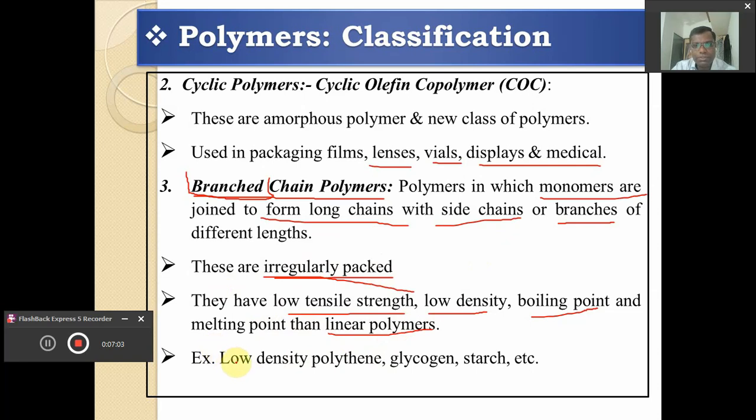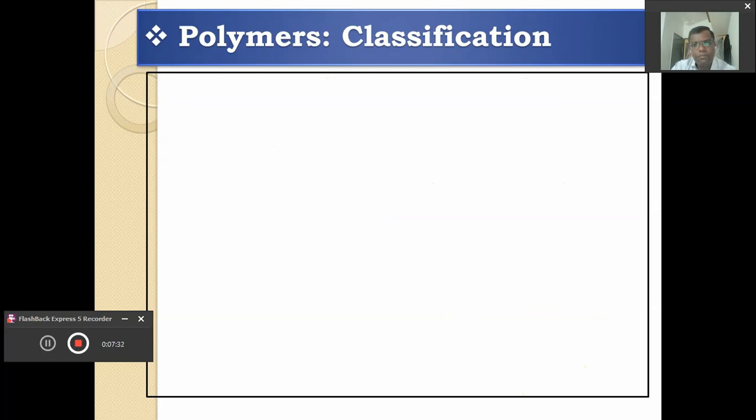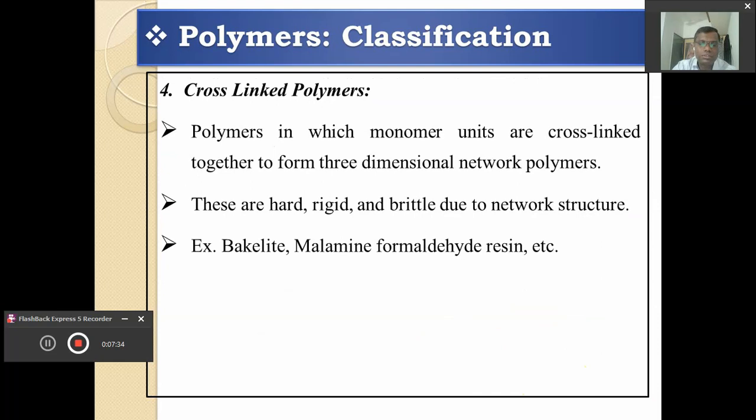And the examples of these polymers are low density polyethylene or low density polythene, glycogen, and starch, because these types of polymers have a linear chain as well as a side chain. For example, if you talk about starch, then it has 1,4 linkage as well as 1,6 linkage. The 1,4 linkage of glucose is responsible for the linear structure, and the 1,6 linkage is responsible for the side chain or branches.